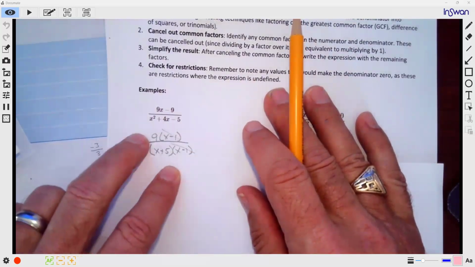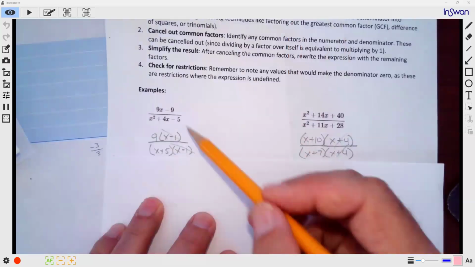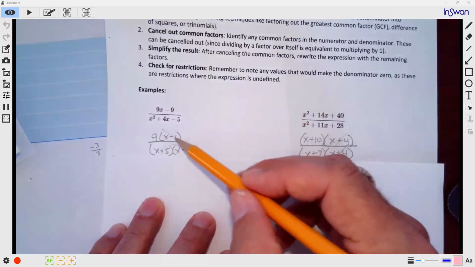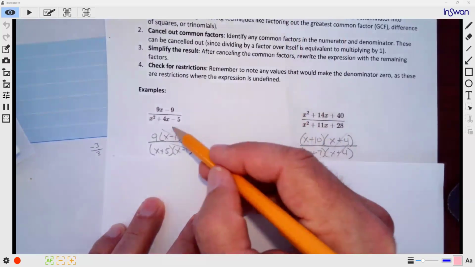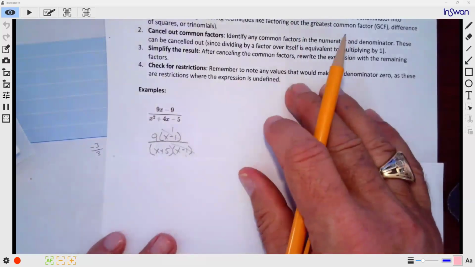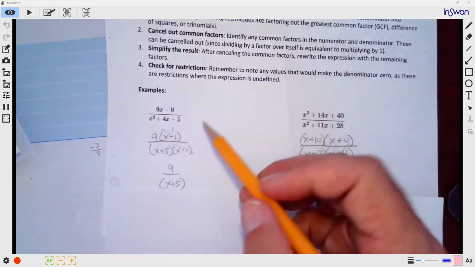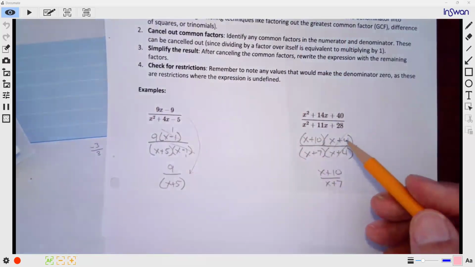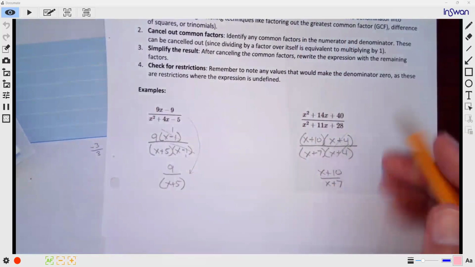Again, I'm not going to explain the factoring. But when it's fully factored, I do have this expression, the x minus 1 is common in the numerator and denominator. So they cancel each other out to be 1s. The 9 and the x plus 5 do not cancel. So the simplified expression, you can see this is much easier, much simpler to work with, is this.